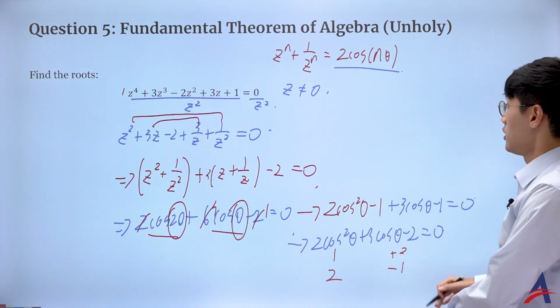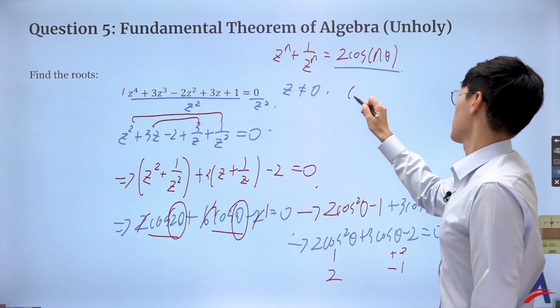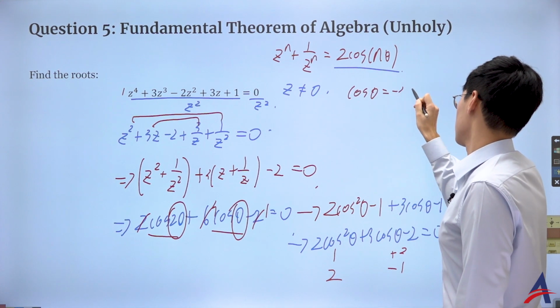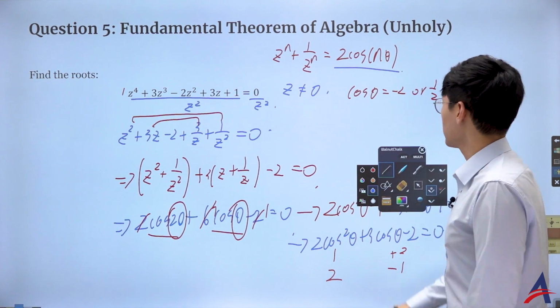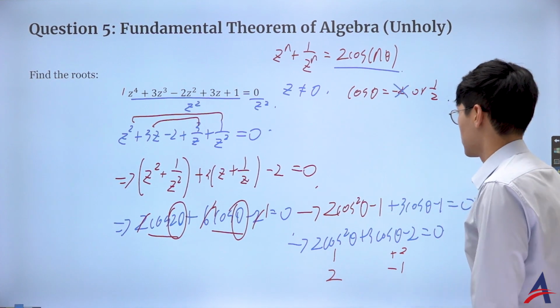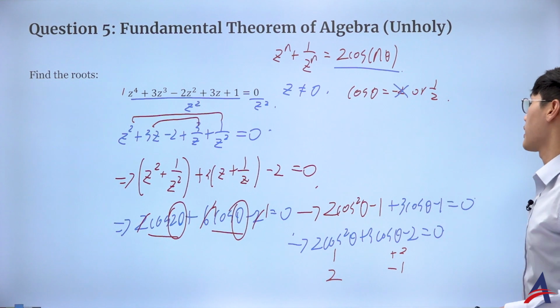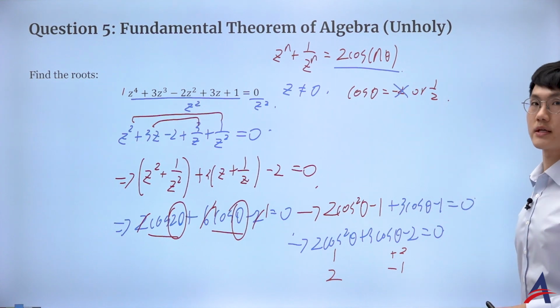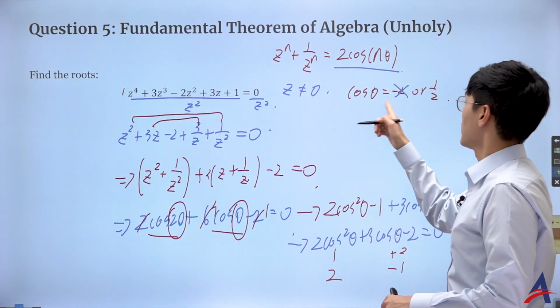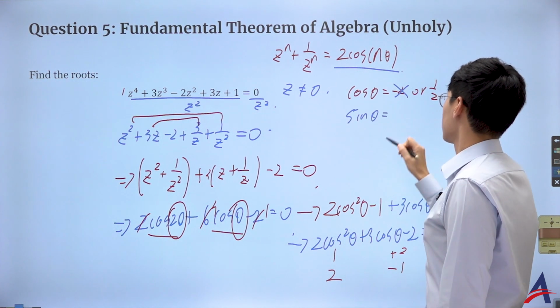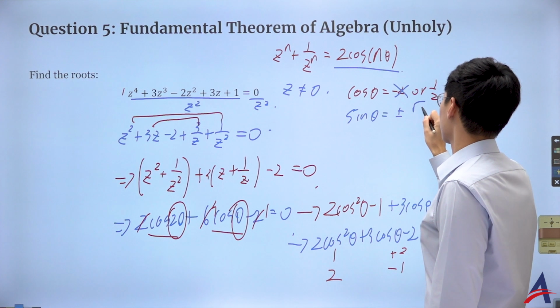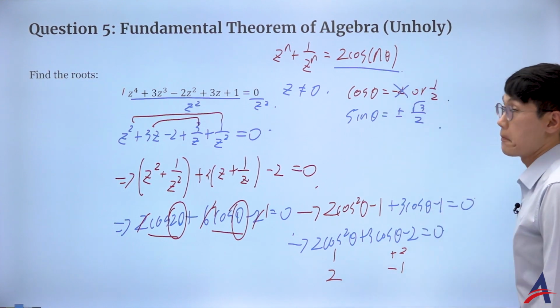That is great. So for this one, now I see cosine theta is negative 2 or 1 over 2. But as you can see, for real value of theta, this is not possible because cosine is bound by plus 1 and minus 1. I got the cosine to be half, right? That's great, because the sine theta by the Pythagorean identity will be plus minus square root of 3 over 2.